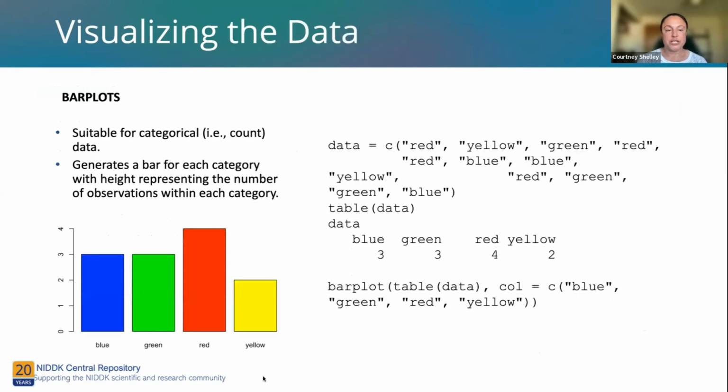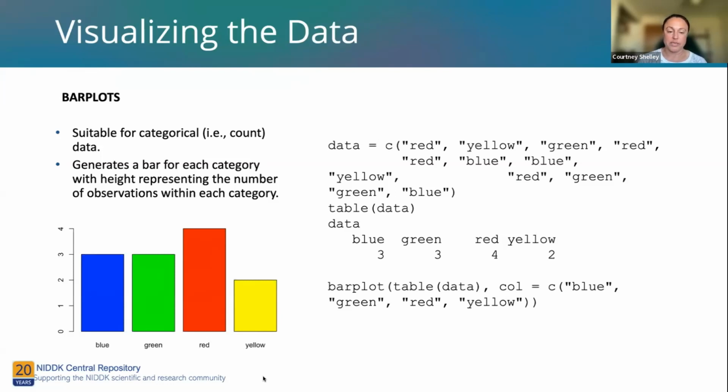Another type of visualization is a bar plot. So a bar plot is suitable for categorical or count data, and it generates bars for each category with the height representing the number of observations within each category. Why is this different from a histogram? Well, because we're not looking for some trend in a change from blue to green to red to yellow. They're not related. We can't stick them together and say that there's any sort of increasing over time.